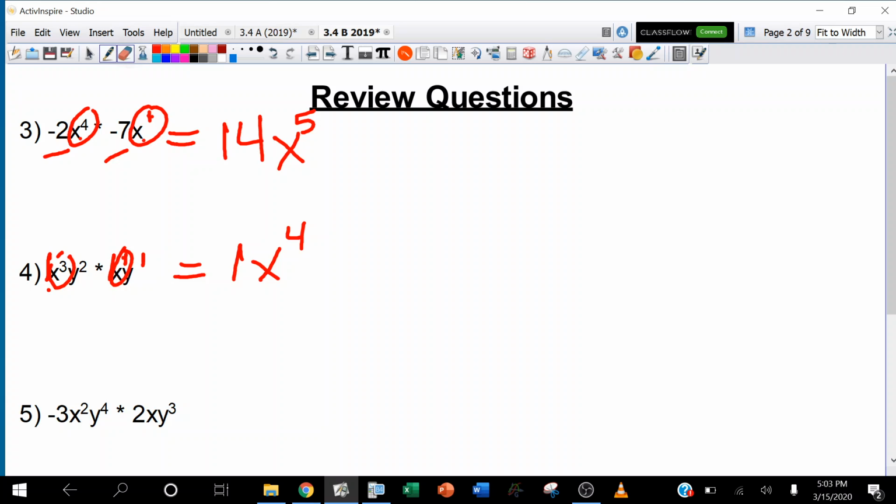And then for the y's, let me clean this up a little bit. I'd have y squared and y to the first. 2 plus 1 would be 3, so that would be y cubed. So you'd have something like that there.